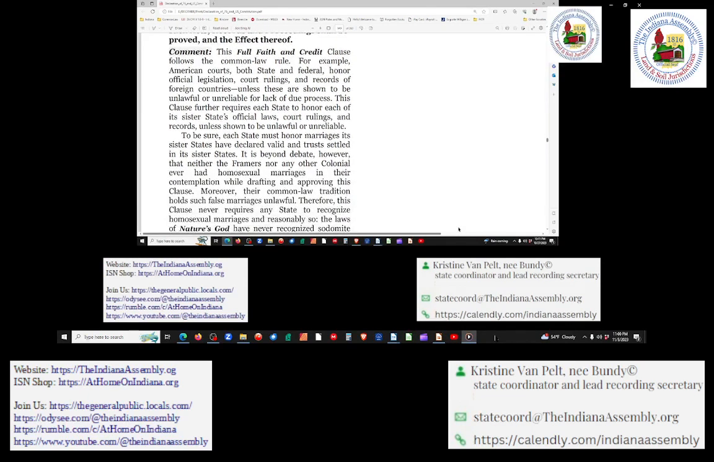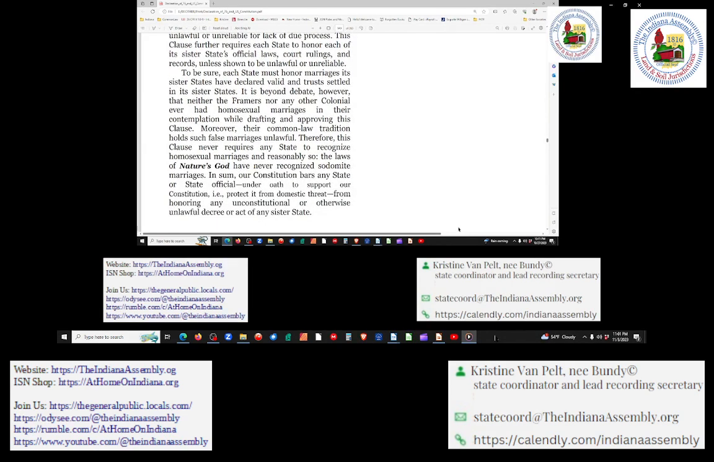Comment. This full faith and credit clause follows the common law rule. For example, American courts, both state and federal, honor official legislation, court rulings, and records of foreign countries, unless these are shown to be unlawful or unreliable for lack of due process. This clause further requires each state to honor each of its sister states' official laws, court rulings, and records, unless shown to be unlawful or unreliable. To be sure, each state must honor marriages its sister states have declared valid and trusts settled in its sister states.